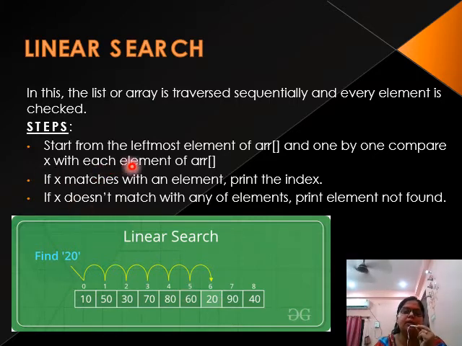Start from the leftmost element of the array and one by one compare x with each element. If x matches with an element, then print the index. If x doesn't match with any of the elements, then print that the element is not found, meaning your search was not successful.